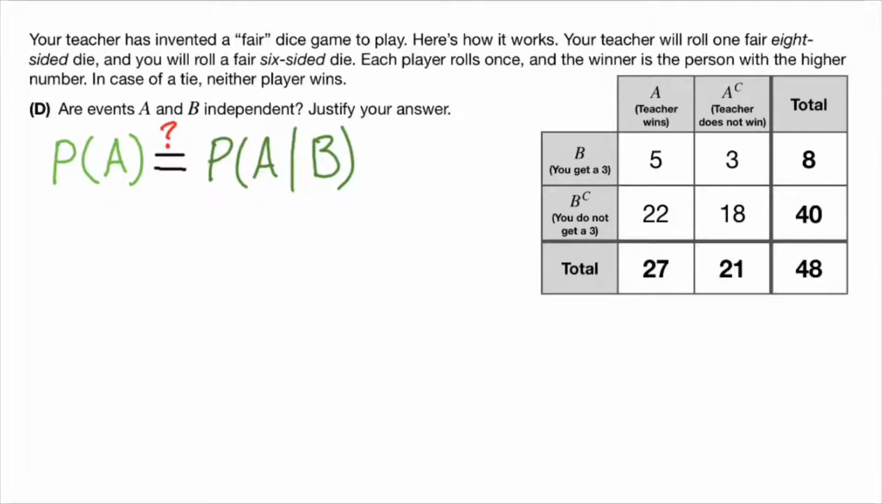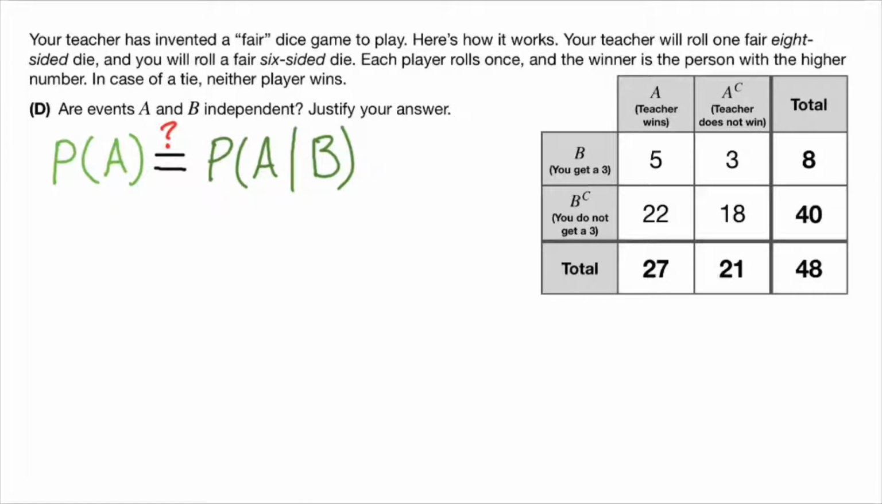So if those two probabilities match, then A basically doesn't care what B does or that B has already happened. So then A and B are independent. But if those probabilities don't equal, then there's some sort of relationship between A and B. So we need to find the probability of A and the probability of A given B.